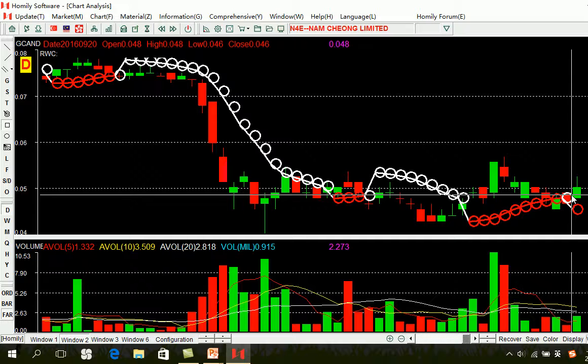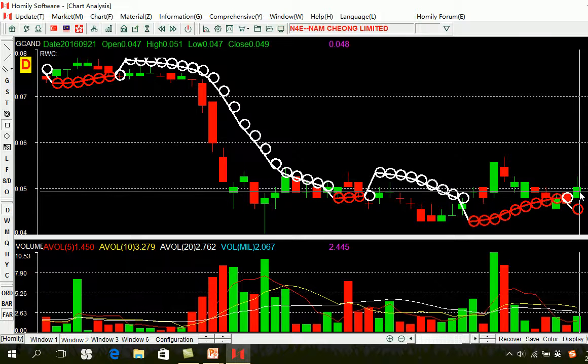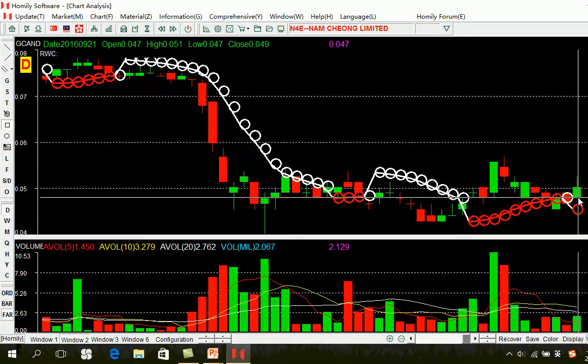Because you can see this is the white circle, right? If you see the next day, the candlestick is above half of the last white circle, so the red circle will come out. Okay, so you should know why the white circle turns to the red circle. This is the principle, okay? I just told you. So here, the price is above half of the white circle, so the red circle appears. So you can buy, okay?